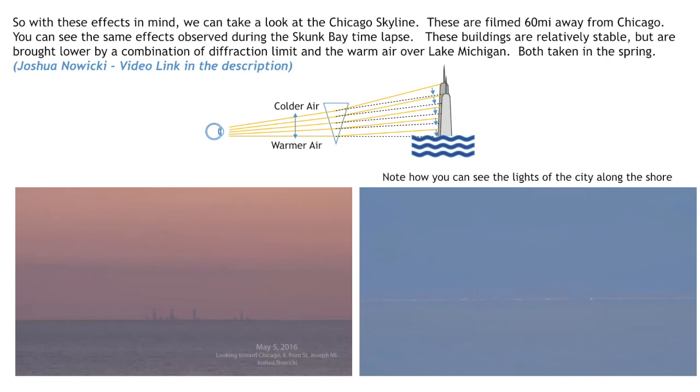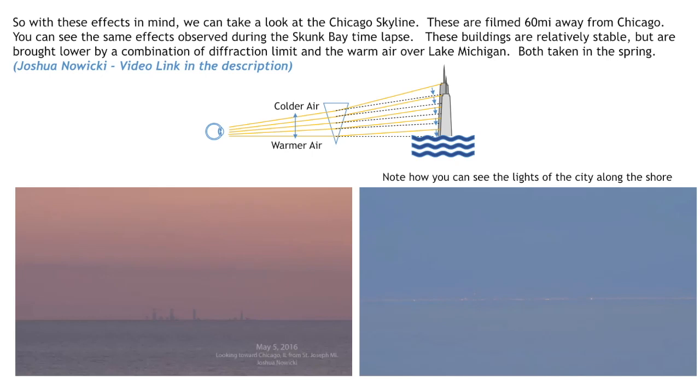So again, with these effects in mind, we can take a look at the Chicago skyline. These are filmed 60 miles away from Chicago. In other words, they're filmed across Lake Michigan from a place called St. Joseph, typically, on the other side, 60 miles away. And you can see the same effects observed during the SkunkBay time-lapse footage. So these buildings are relatively stable somewhat, but they are brought lower by a combination of the diffraction limit and the warm air over Lake Michigan.